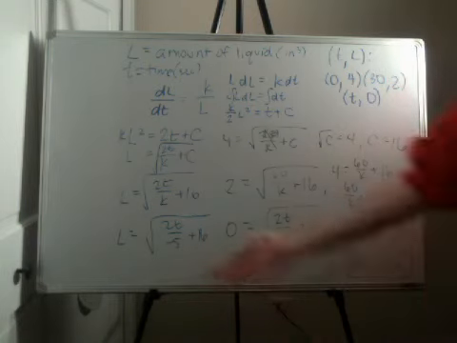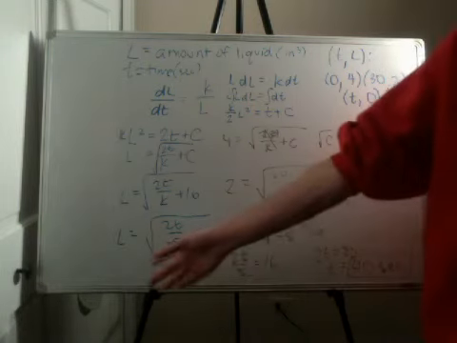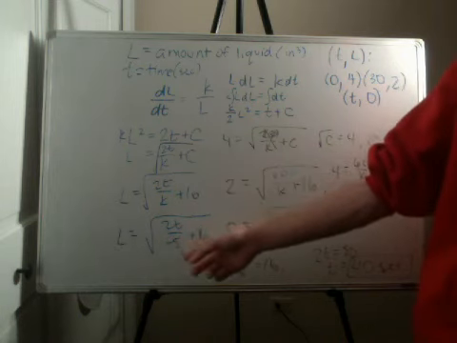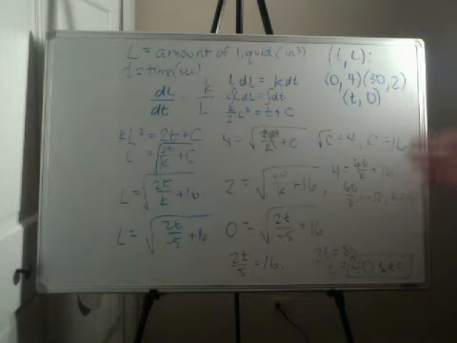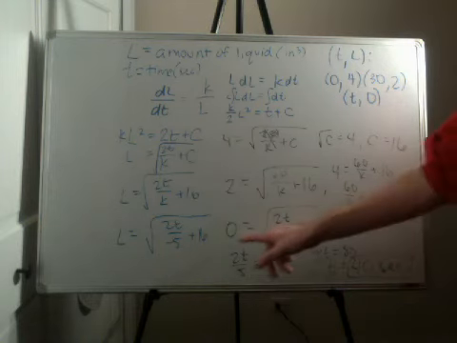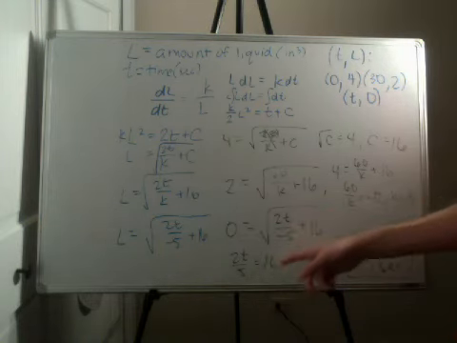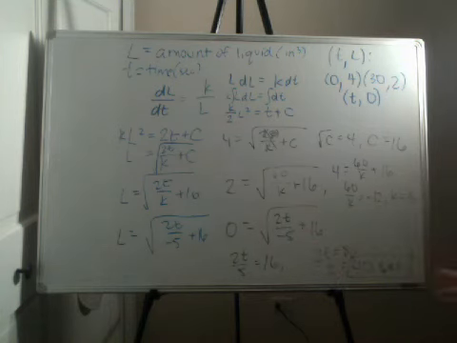Bring that back over. Here's your final equation: L = the square root of (2t/(-5) + 16). And now I want to know when the funnel is completely empty, and that's when L equals 0. So you plug in 0 for L and solve for t, and doing algebra, you get 40 seconds.